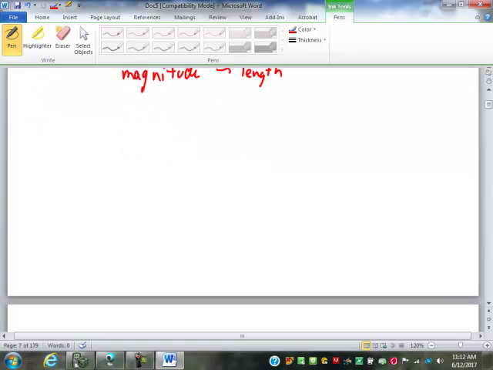When we add numbers, adding numerals, I should say, because the numbers would include the name. When we add numerals, we are using these vectors. So let's say I have 5 plus 3.